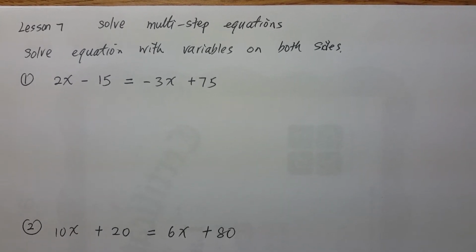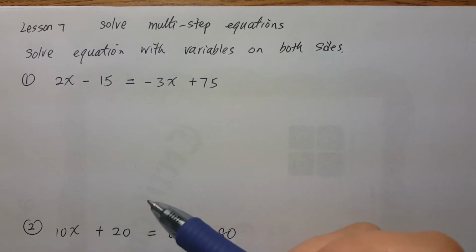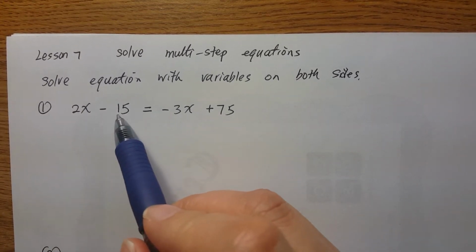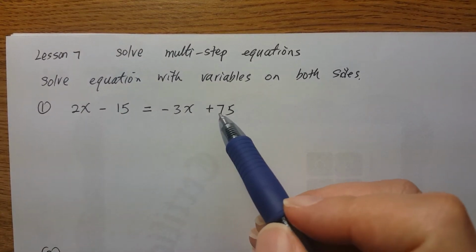Hi, today we are going to solve multi-step equations. We solve equations with variables on both sides. So let's take a look at question number 1. 2x minus 15 equals negative 3x plus 75.